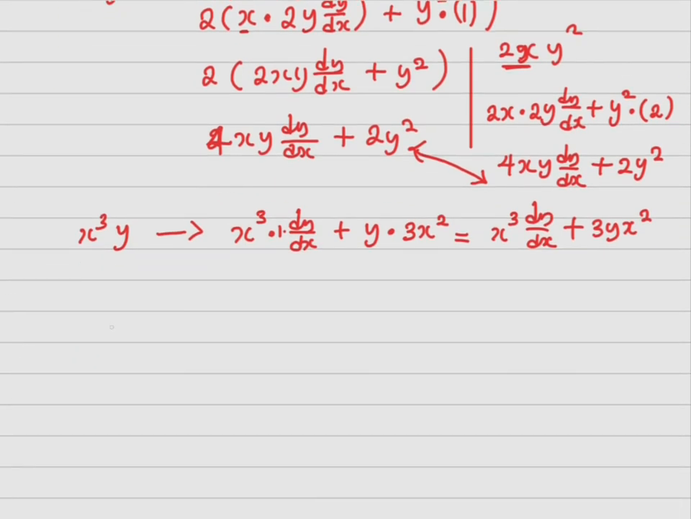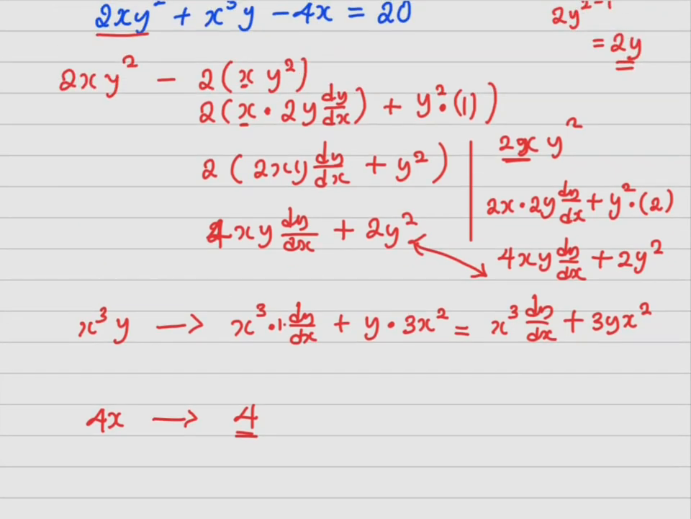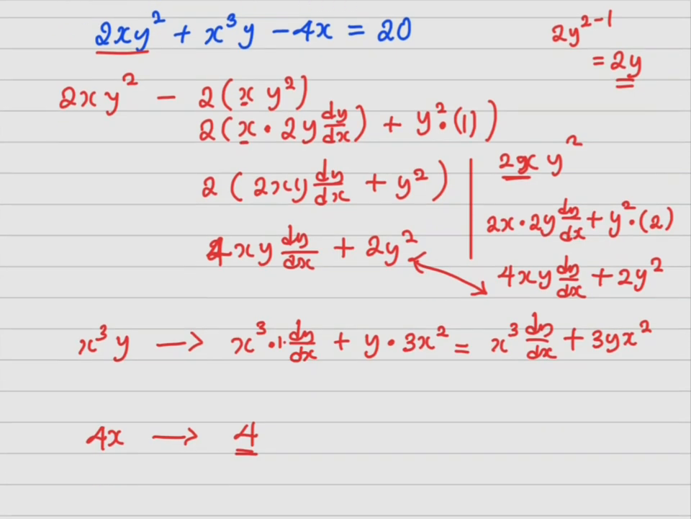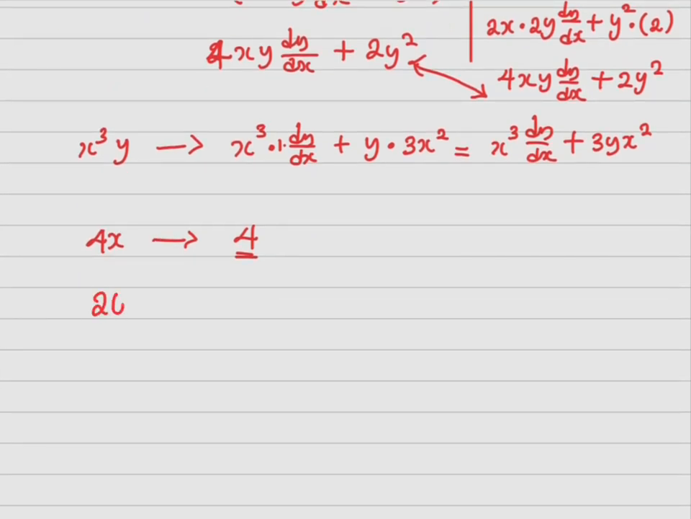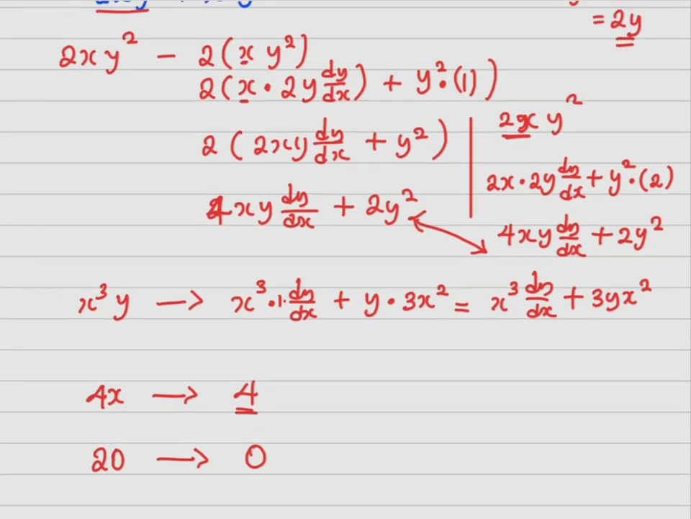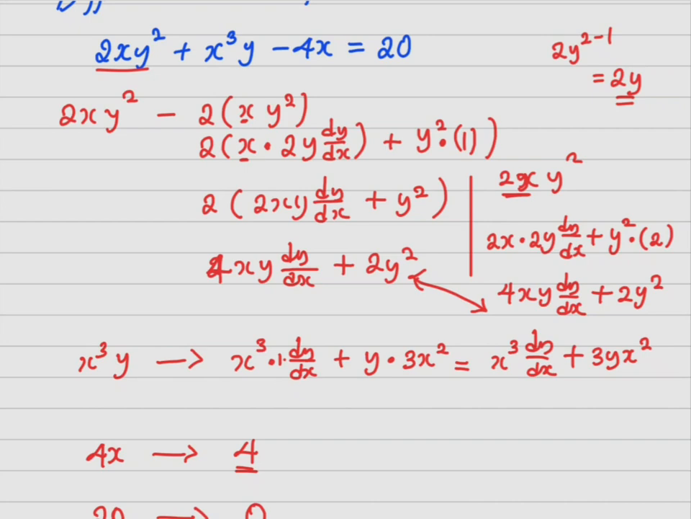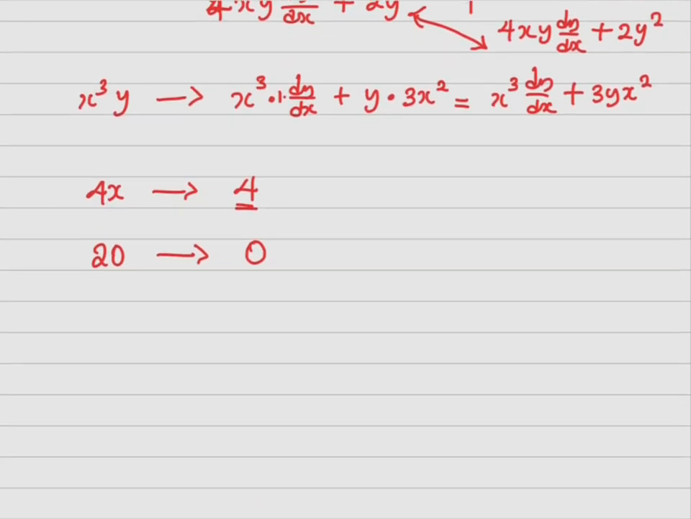Now the last, which is 4x, differentiating, I'm just going to have 4 as the differential. The last one, which is a constant term, the differential of a constant term is 0. All right, so I've differentiated all the terms one by one. I'm going to bring them together.